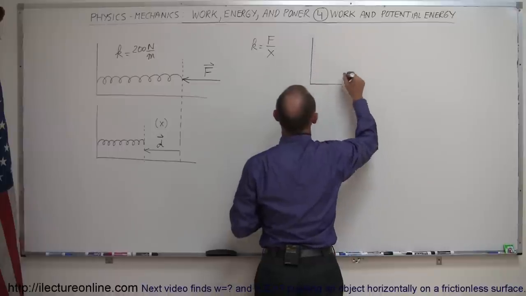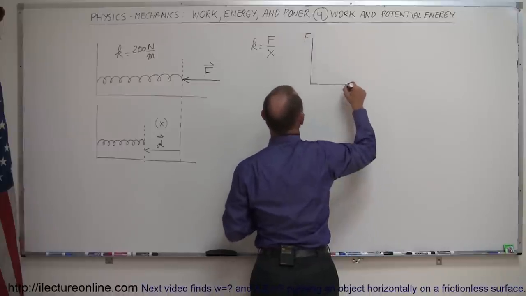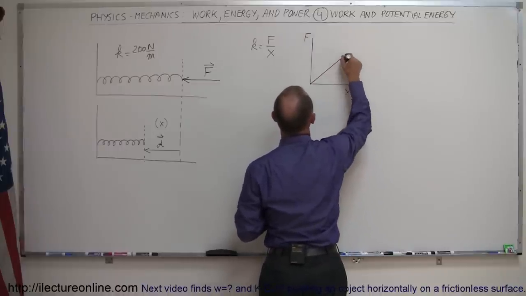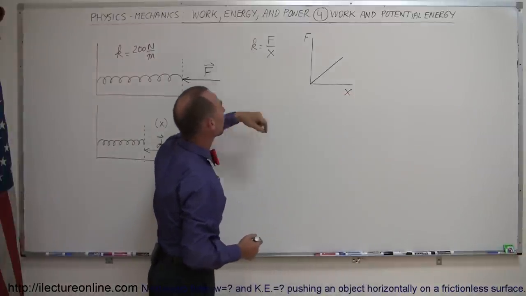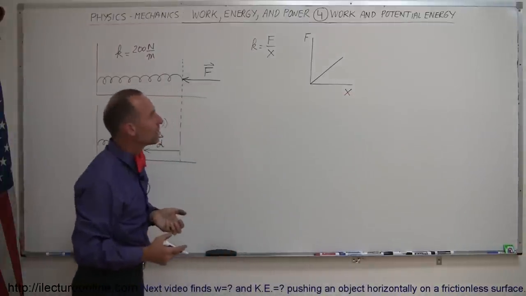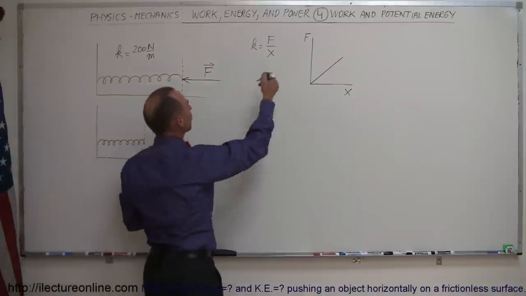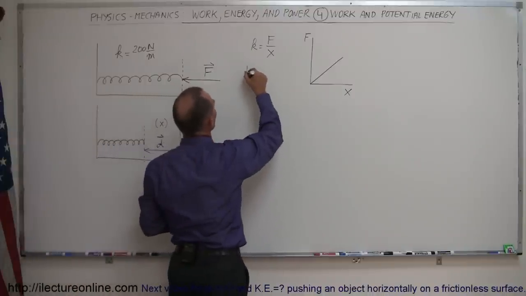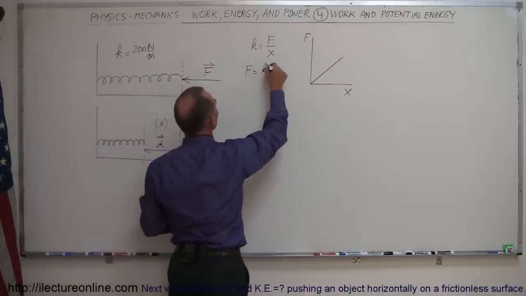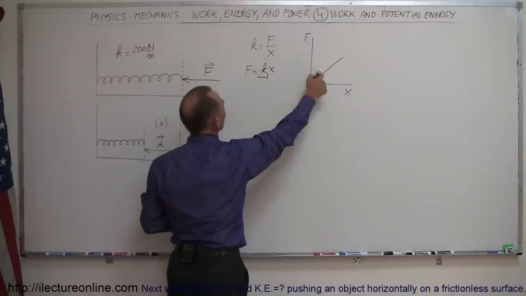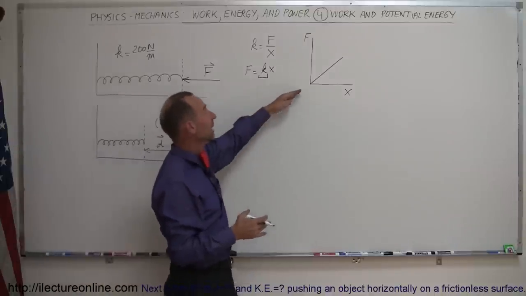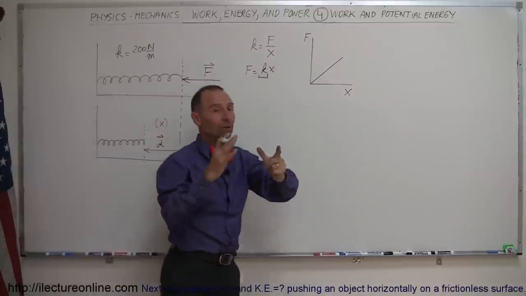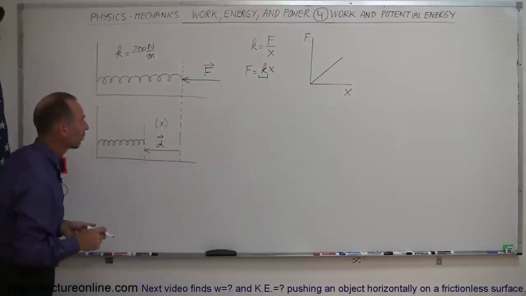So if we think about it in terms of F versus X, you can see that it's a linear relationship. That linear relationship, of course, is K. K would then represent the slope of that line. If you rearrange the equation, you could write this as F equals KX. So K becomes the slope of that line, but it does show that the force is not constant. It increases as the spring is compressed a greater and greater distance.